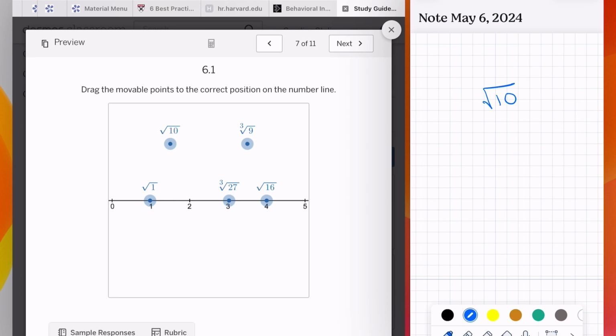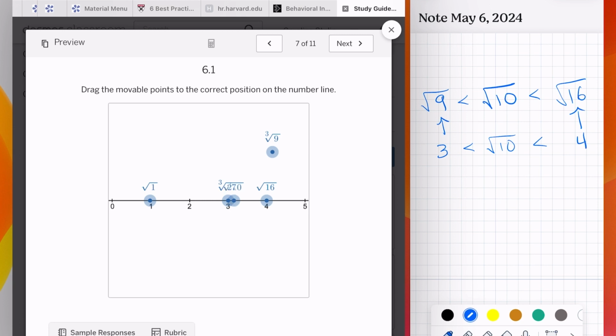What two perfect squares does that fall in between? So I know what the square root of 9 is. The square root of 9 is 3. And I know what the square root of 16 is. That's 4. The square root of 10 is going to have to be in between the square root of 9 and the square root of 16 then, so it's in between 3 and 4. It's just slightly bigger than the square root of 9. So, all right, there we go.